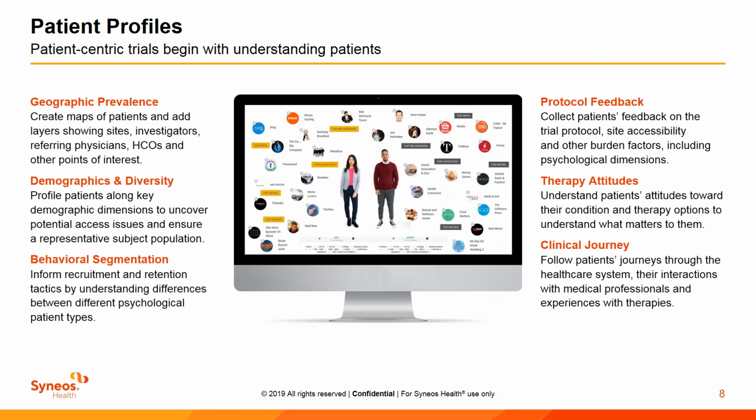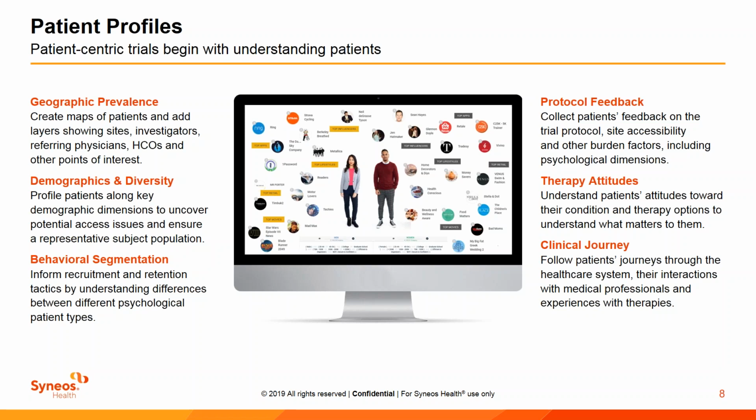Thank you. So patient-centric trials begin with understanding those patients. While there are a lot of different things that we can do from an analysis standpoint, these 6 are where we start. The first is geographically, creating maps of patients and adding layers, showing sites, investigators, referring physicians, any other points of interest to really hone in where is our population at within the world.